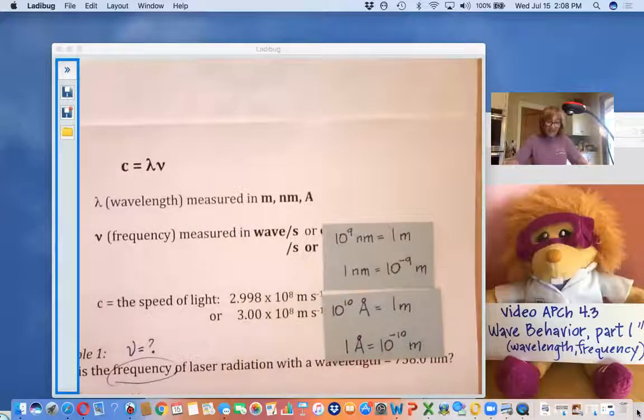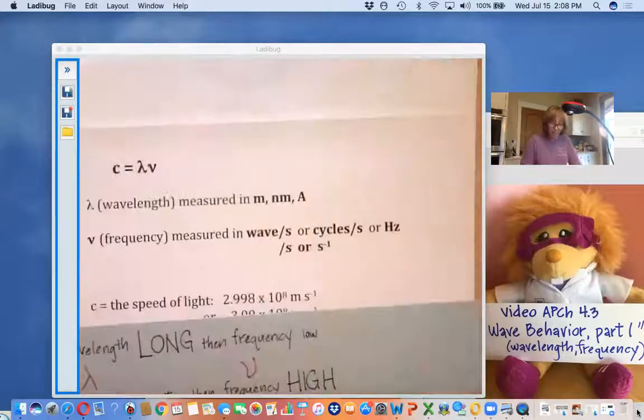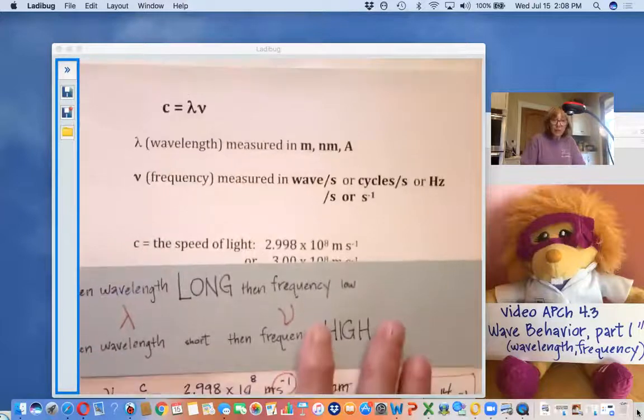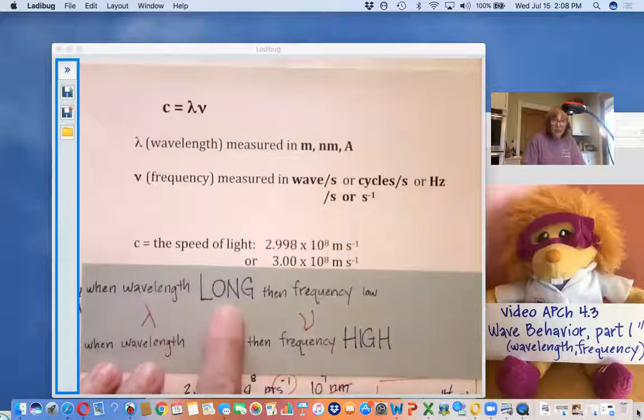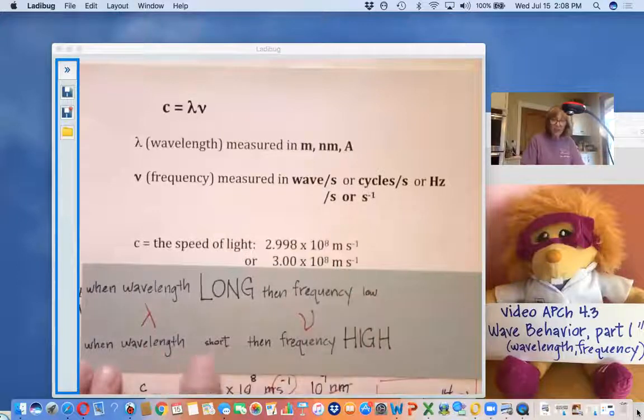And then the last thing I want to point out is this relationship that we've discovered, which tells us that when wavelength is long, frequency will be low, and when wavelength is short, frequency will be high.